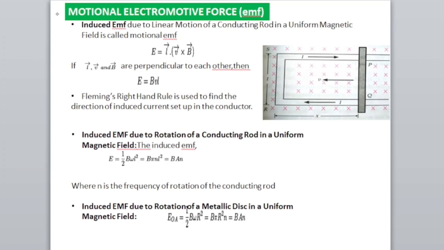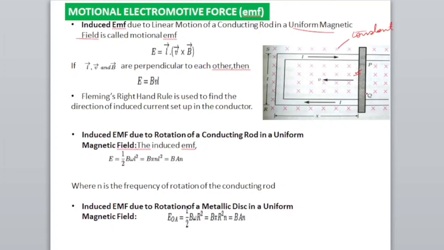After this, motional EMF or electromotive force. What do we mean by motional EMF? Motional EMF is nothing but EMF due to the motion of a conductor. Suppose this is a conductor and this end is movable. If this end is moving, then the area of this enclosed loop is changing, and due to the change in area, EMF is induced in the circuit due to the change in flux. So the EMF induced due to linear motion of a conducting rod in a uniform magnetic field is called motional EMF. It is produced due to motion of the conductor when it is placed in a uniform magnetic field. The field here is uniform, constant and inward.